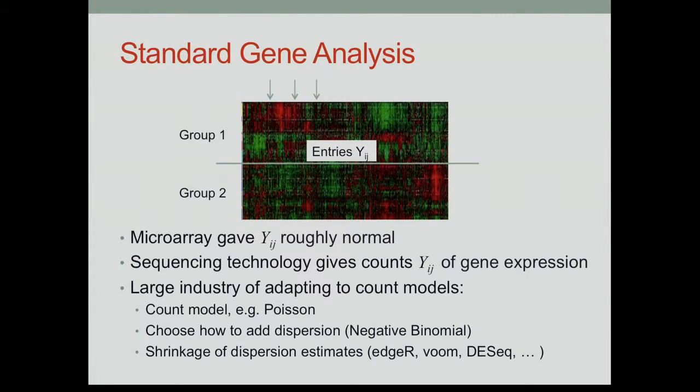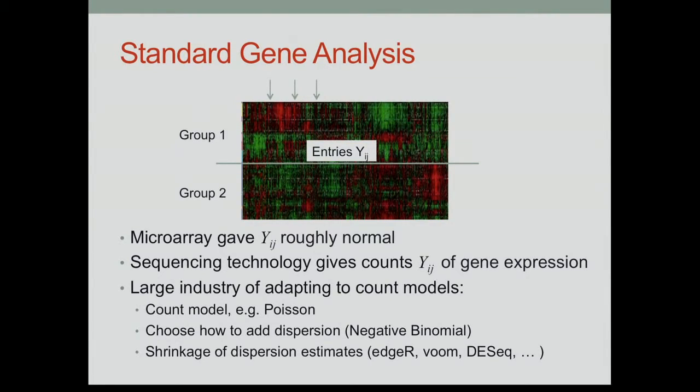Sequencing technology gives counts. And so there's a huge industry of adapting what we already know works well in microarray data to count data. So first, what's the distribution? You could say it's Poisson, but that's not a very adequate model for the data. You usually want to add additional dispersion, which is like variance, the ability to say that the samples are more variable than you would see with a Poisson, and then questions of shrinkage or a regularization of your estimates. And there's just a slew of methods that do this in GeneArray.